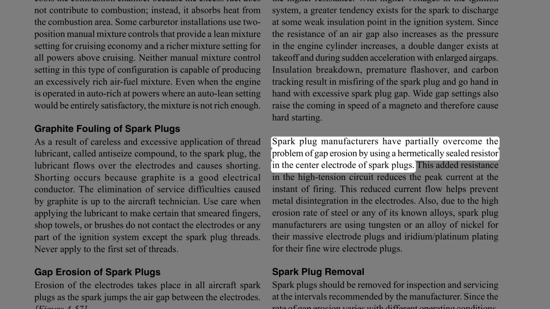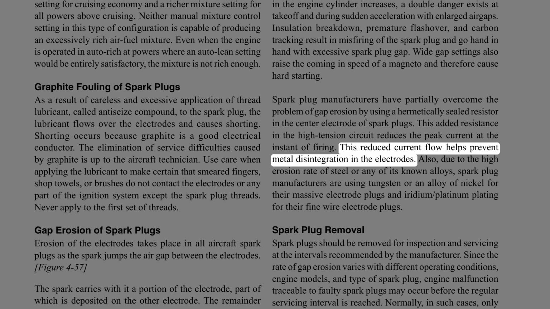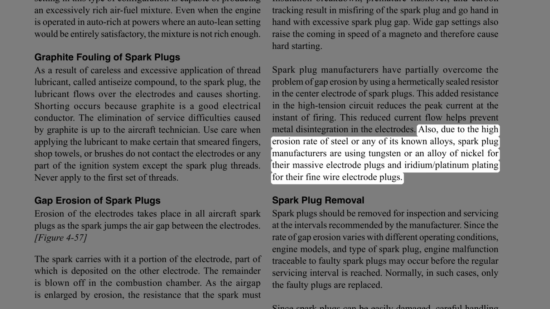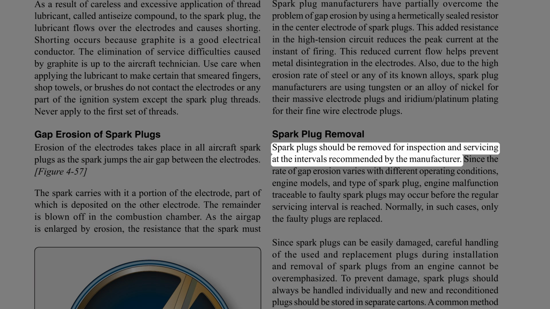Spark plug manufacturers have partially overcome the problem of gap erosion by using a hermetically sealed resistor in the center electrode of spark plugs. This added resistance in the high-tension circuit reduces the peak current at the instant of firing. This reduced current flow helps prevent metal disintegration in the electrodes. Also, due to the high erosion rate of steel or any of its known alloys, spark plug manufacturers are using tungsten or an alloy of nickel for their massive electrode plugs and iridium, platinum plating for their fine wire electrode plugs.